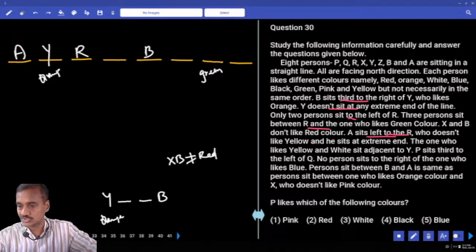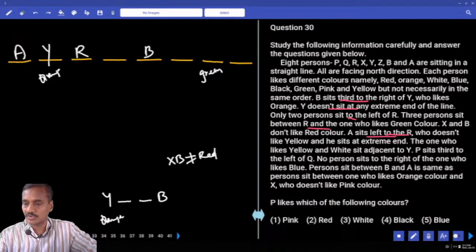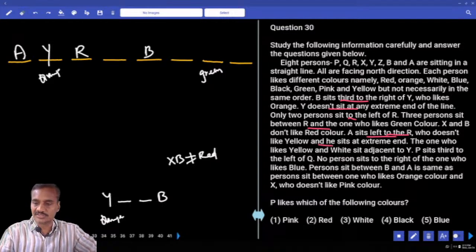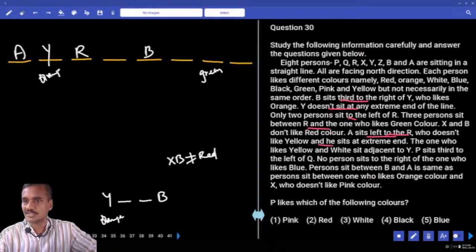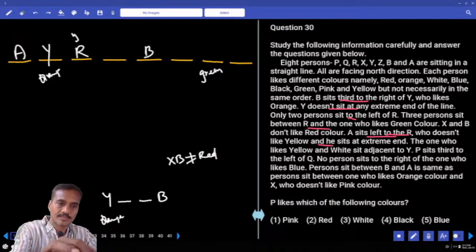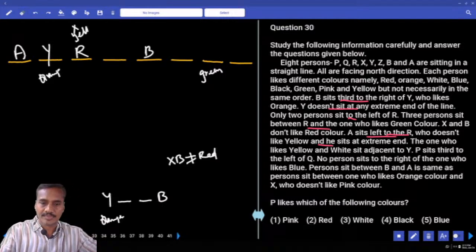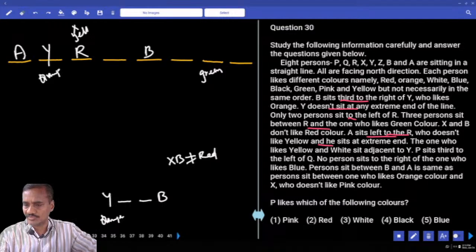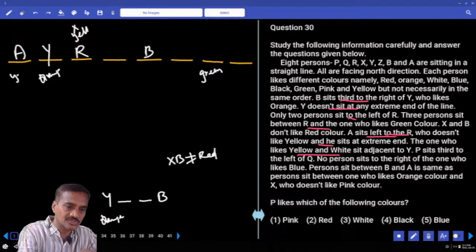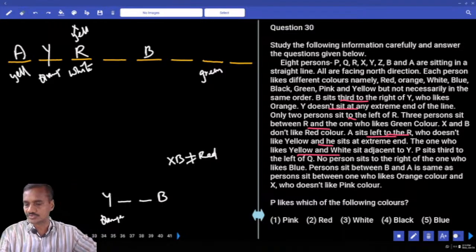And A sits to the left of R, who does not like yellow. And A sits at the extreme left hand of the line. And next one, R does not like yellow color. Now R yellow is ruled out. R cannot be yellow. Then next one. The ones who like yellow and white are adjacent to Y, hence A must be yellow and R must be white. And these two are adjacent to this one. And P sits to the left of Q.